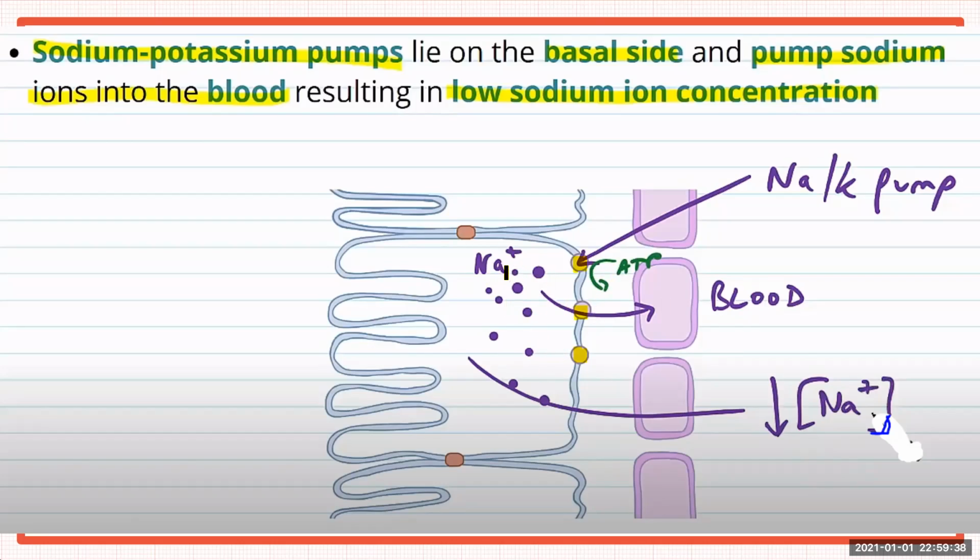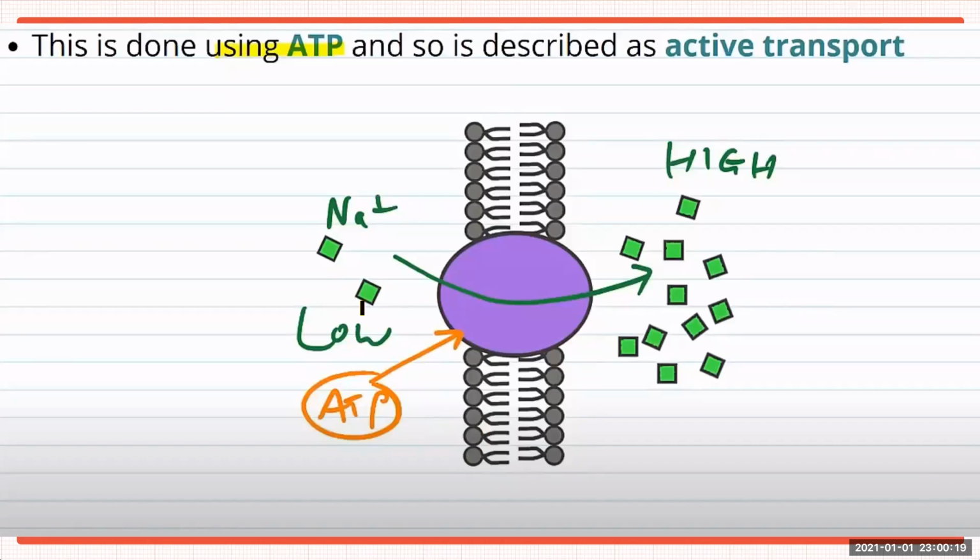So what will happen as the sodium moves out of the cell? The concentration of sodium inside the cell cytoplasm decreases, right? The sodium is actively being transported out of the cell, but inside the cell its concentration will decrease. Here you may see sodium is being transported actively out of the cell into the plasma.